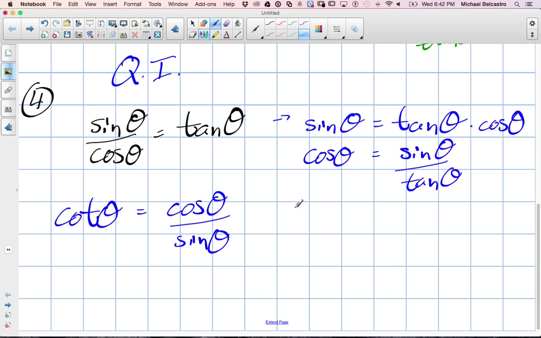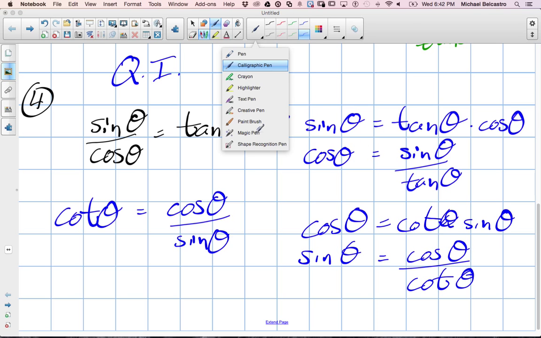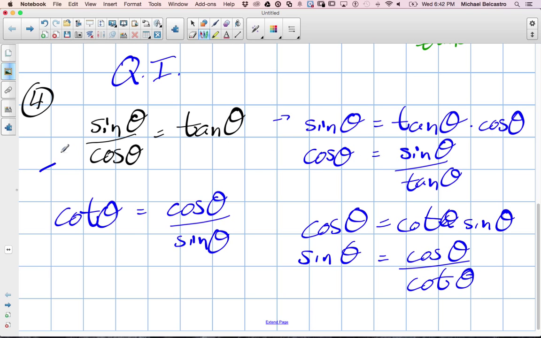And then from there, I can say cos theta is equal to cotangent theta times sine theta. We can also say that sine theta, using this concept, is equal to cos theta over cotangent theta. Again, all of these ones I've done in blue, there's absolutely no reason to memorize any of them. You memorize this, and you can build 1, 2, 3, 4, 5 extra identities out of that one we wrote in black.